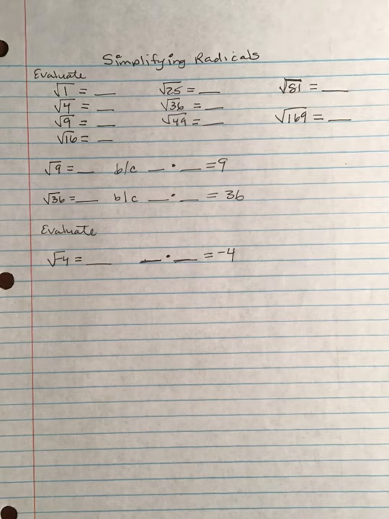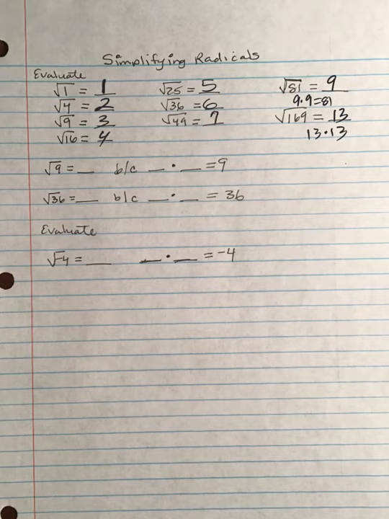Like we should know the square root of 1 is 1. The square root of 4 is 2. Square root of 9 is 3. Square root of 16 is 4. Square root of 169 is 13 because 13 times 13 is 169. We should know the square root of 81 is 9 because 9 times 9 is 81. These are facts that we should not only know, but we should know them really well.